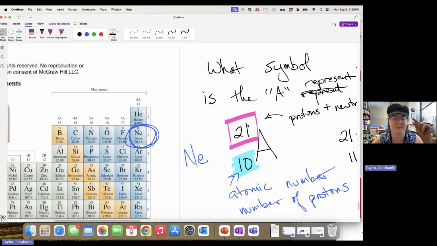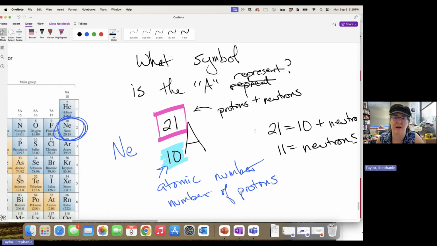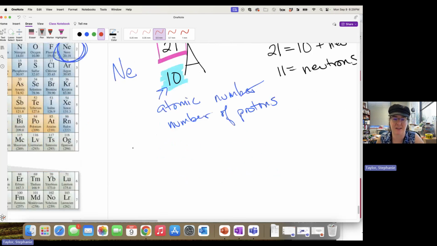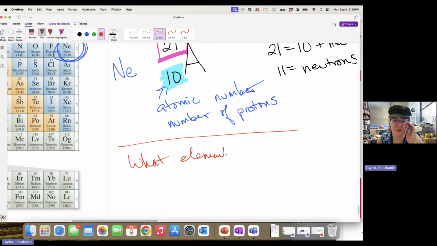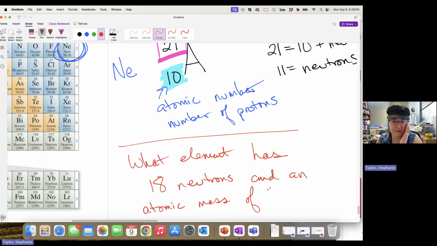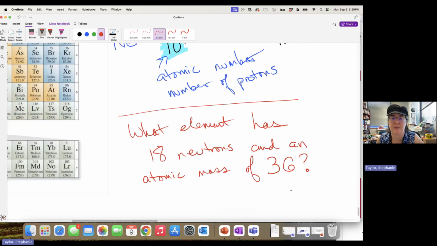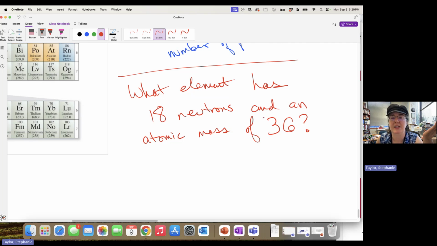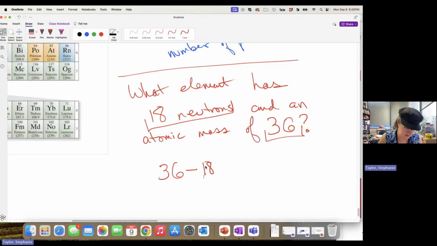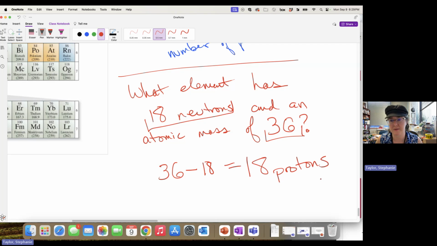So let me try my hand at this one more time. All you'll be given is two pieces of information. What element has 18 neutrons and an atomic mass of 36? Now, what I have is my neutrons and protons. So I'm going to take 36 and subtract 18. And yes, I am absolutely getting a calculator for that, just double checking. That's my number of protons. So now that also means that 18 is the atomic number.